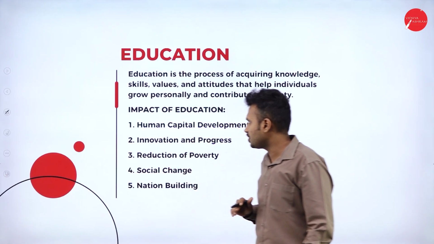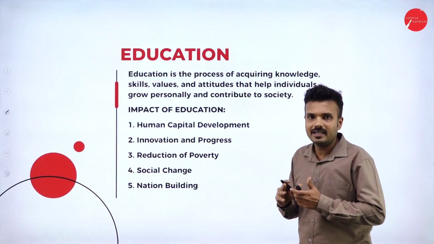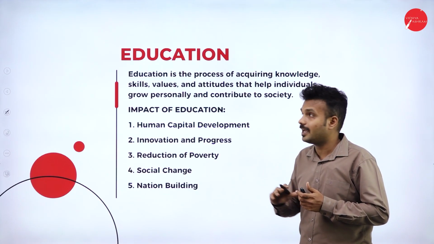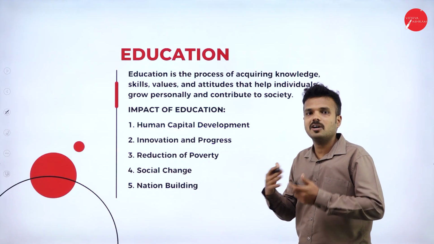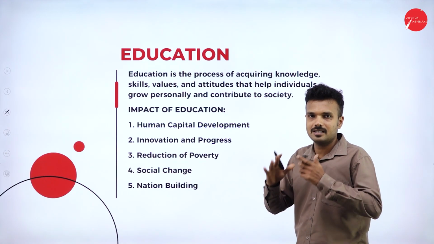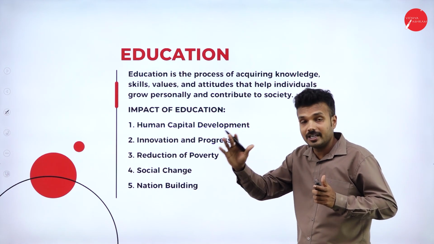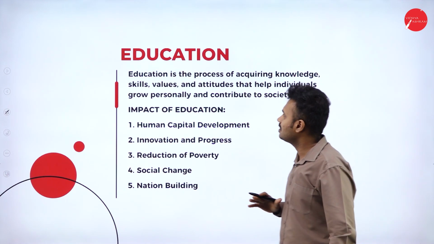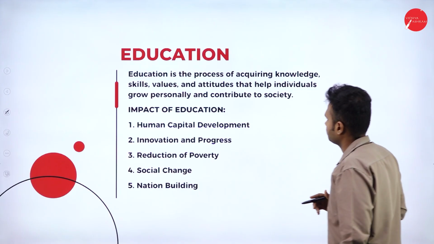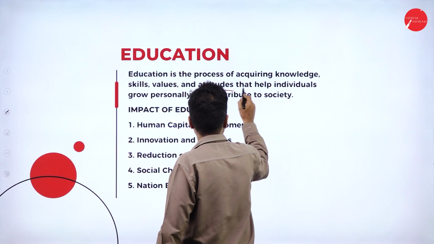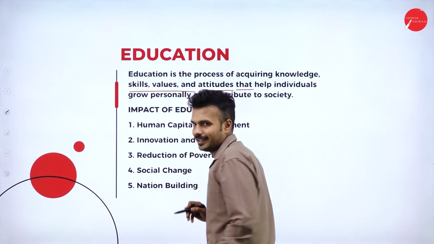And about education. These both are interlinked with each other, but education is different and literacy is different. Education is a formal way of learning something. Literacy is just an ability or capacity to read and write. So educated is completely different from literate. Education is a process of acquiring knowledge, skills, values and attitude. That is the reason why you people come to college.